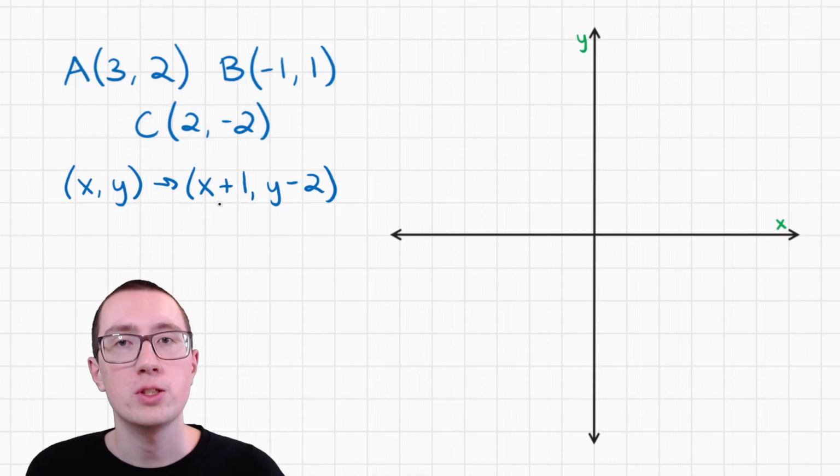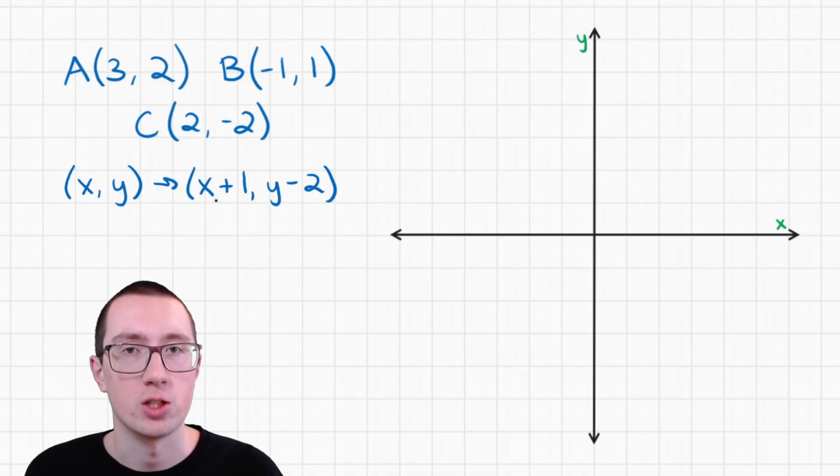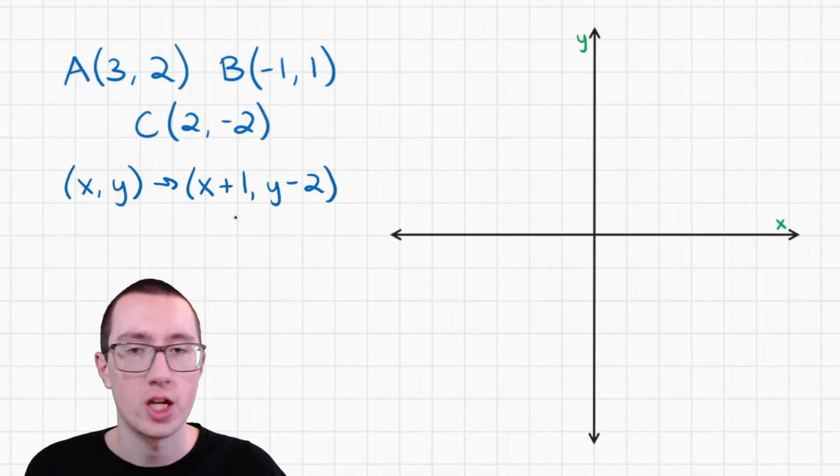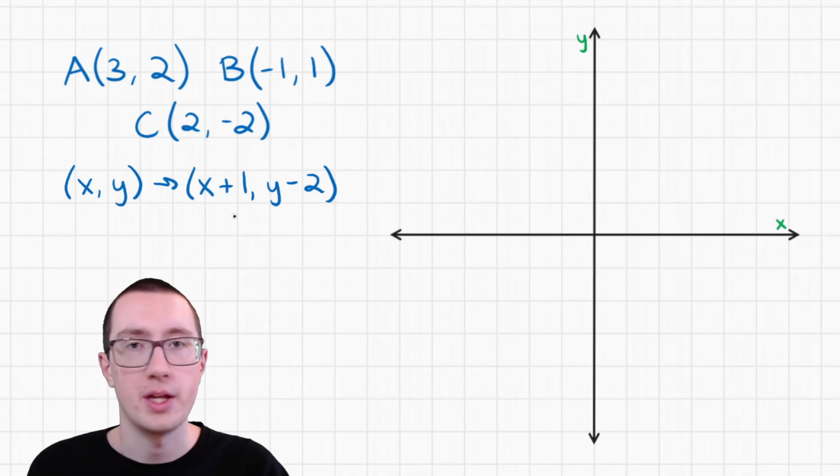Here's how to do transformations, reflections, and rotations on a graph. So first let's go over how to do a translation. That's basically where you take a shape on a graph and you move it up, down, left, or right.